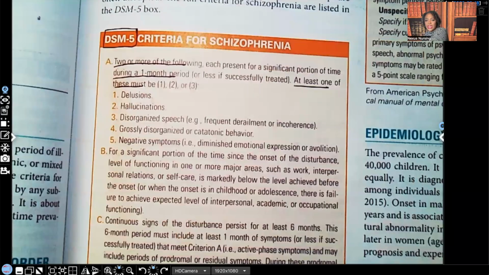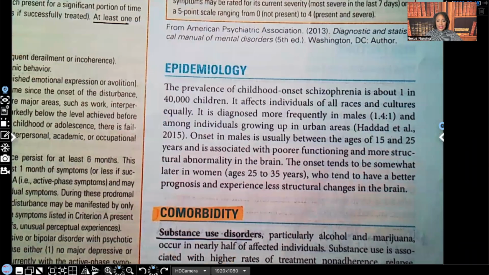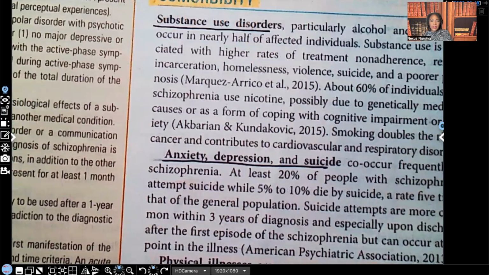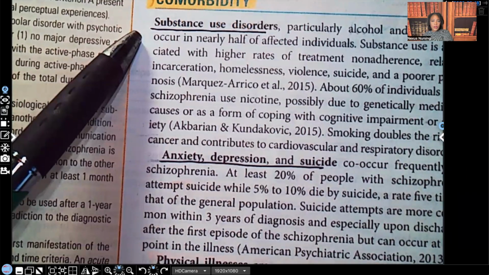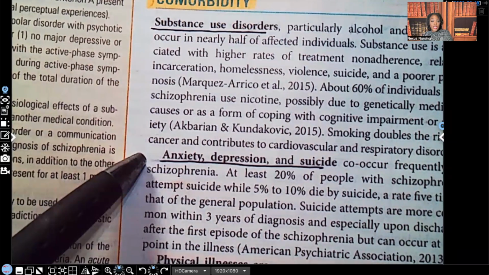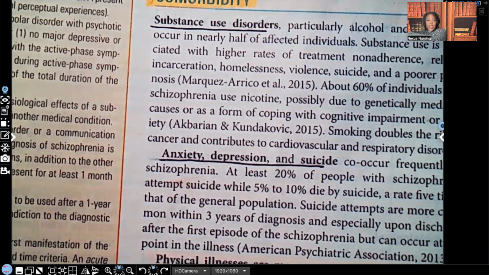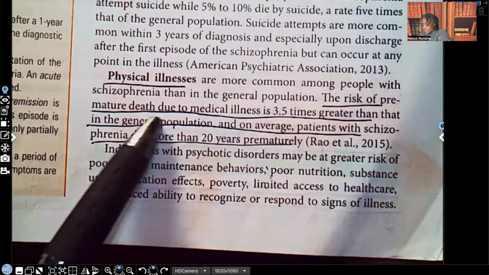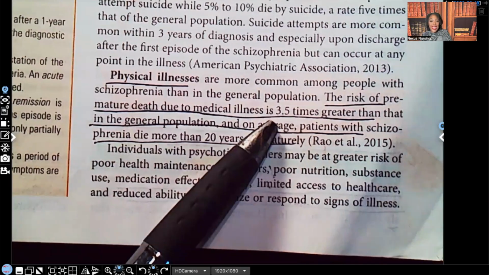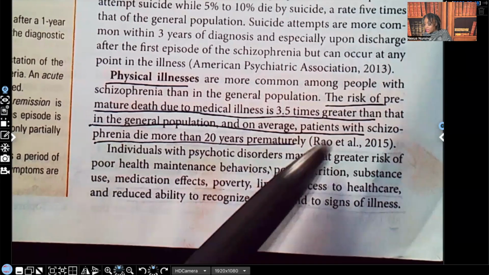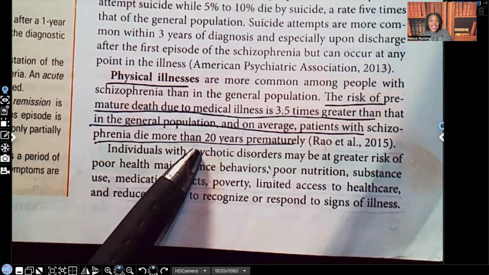Let's look at comorbidities. What other diagnoses do we tend to see with this disorder? Substance use disorders, cocaine, alcohol, anxiety, depression, suicide, physical illnesses. Take a look. The risk of premature death due to medical illnesses is 3.5 times greater than that in the general population. And on average, patients with schizophrenia die more than 20 years prematurely.